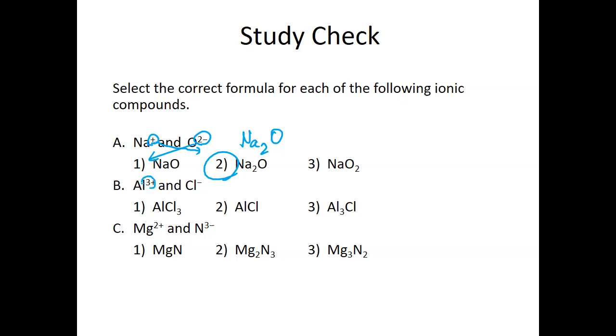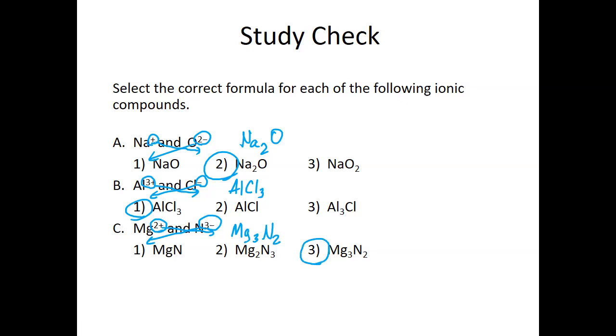The charge on the aluminum is 3. The charge on the chlorine is 1. So I should have 1 aluminum and 3 chloride. That'd be AlCl3. That's option number 1. I've got a charge of 2 on the magnesium, charge of 3 on the nitride. Crisscross those. I need 3 magnesiums and 2 nitrides, Mg3N2. That's option number 3.